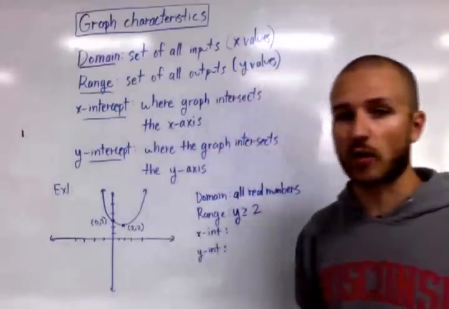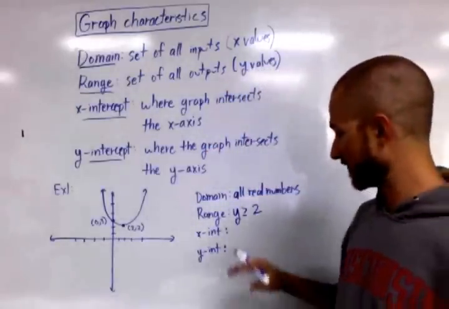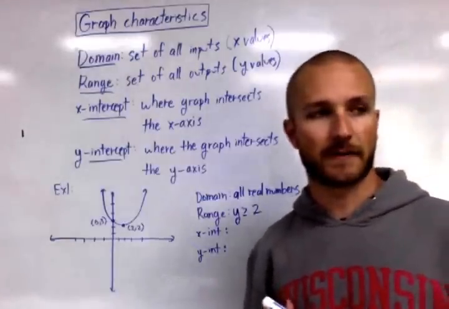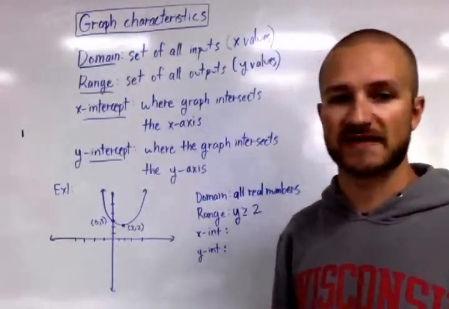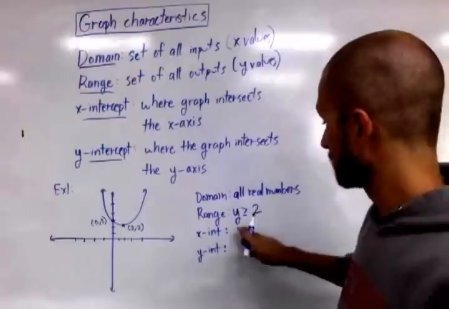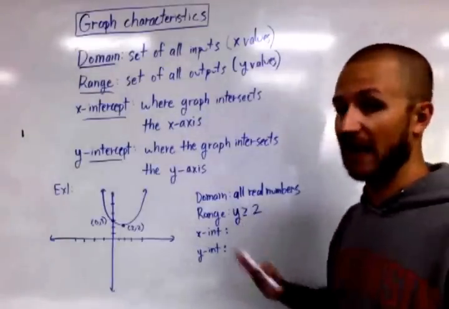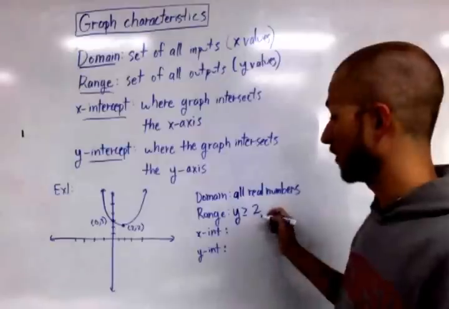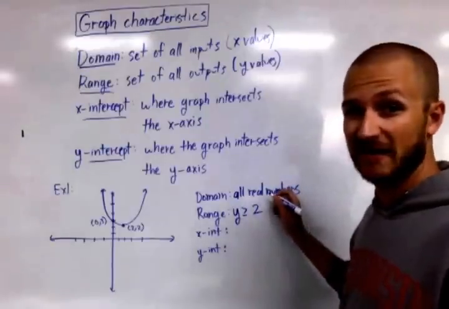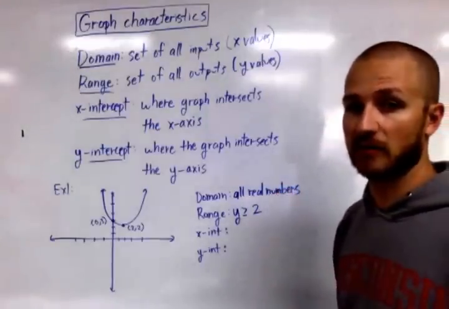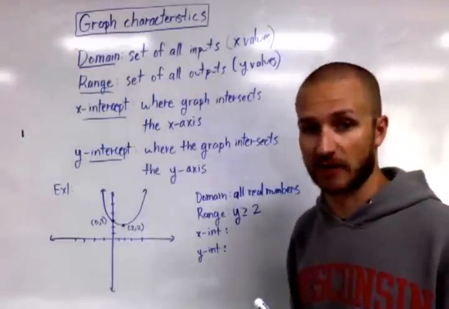I'm going to use an inequality to write this in a succinct manner, a way that's mathematically common: y is greater than or equal to 2. So for my domain, I can have any number I want. For my range, no matter what I put in for my inputs, I can never get a number that's below 2, but I can get numbers as big as I want.